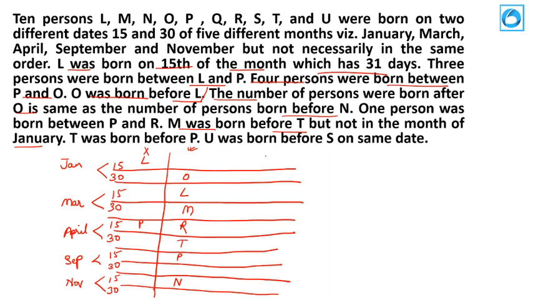So you can see M was born before T but not in January, and T was born before P. If you place your T here, then your M will come in January. That is why this is not possible, right?